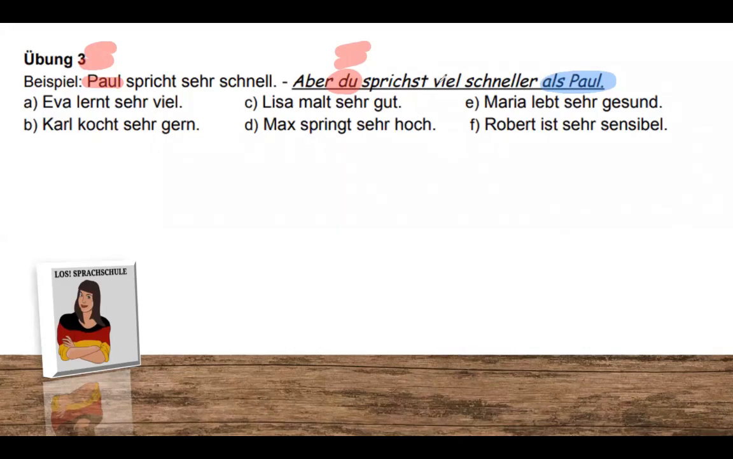Later, when you are more advanced, you could also say, aber viel schneller als Paul sprichst du. This is super advanced, at least B, but that's okay. I just want to say it to make you realize that the position of the word does not identify the grammatical function. This is really important. So I hope I don't bore you, but I just do this to help you. Okay, so we have examples here. You can read them. And always try to compare you do with the person in the exercise.